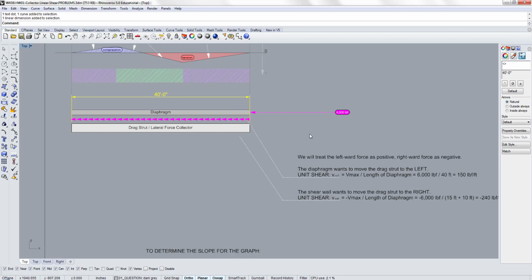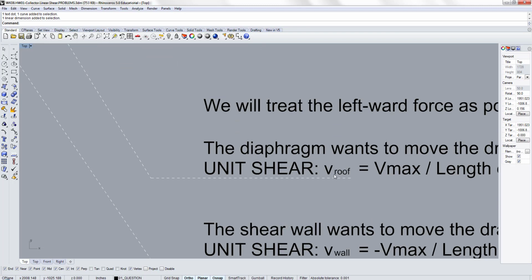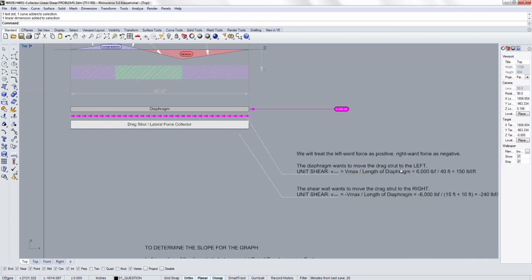So the unit shear, I'm calling it V roof because it's on the roof side, is 6,000 divided by 40, and the unit is important again. It's 150 pounds per foot. So there's 150 pounds of this shear force pushing this guy per every foot. So that's the unit shear for the roof side.